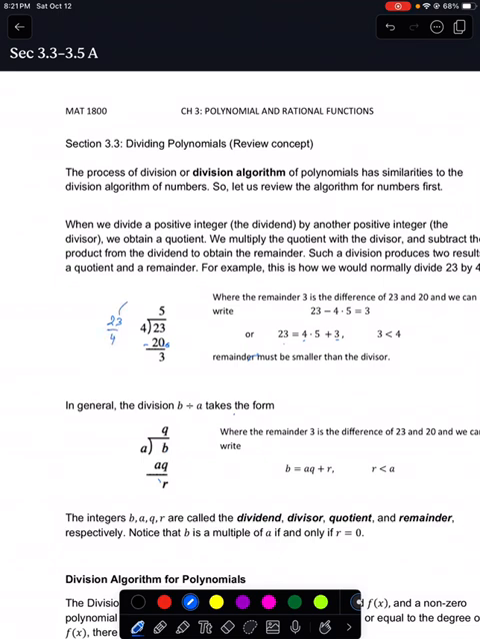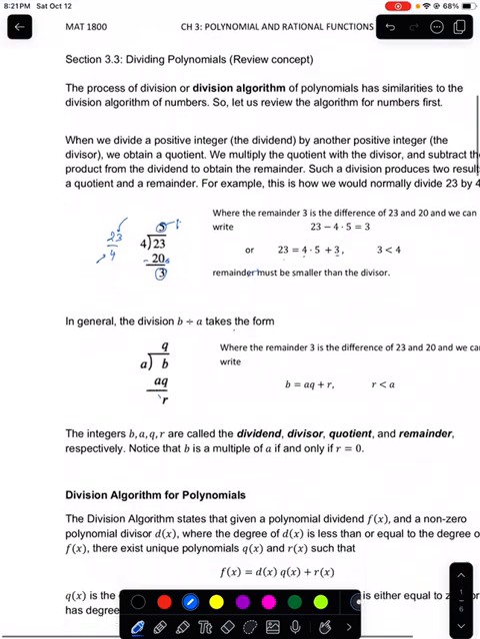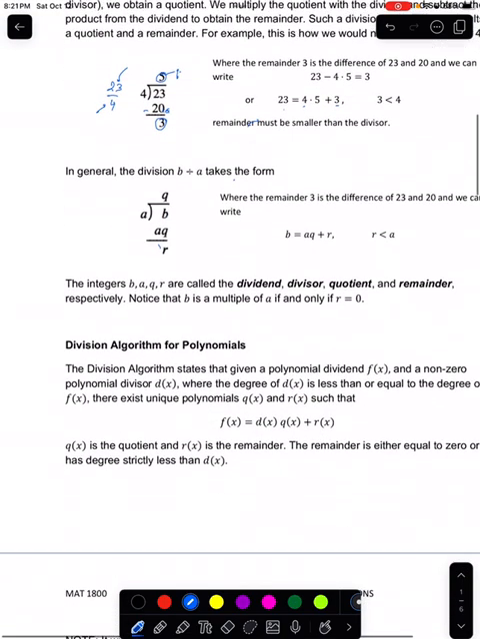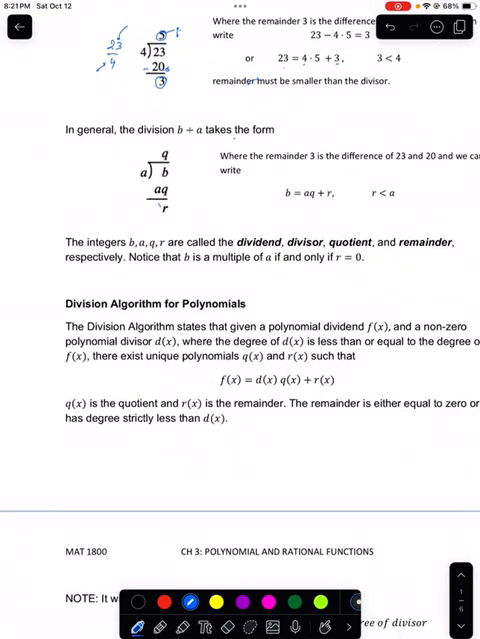So this is called the dividend. The number which is being divided is called the dividend. The number with which we divide is called the divisor. And when we do this process, we get something which we call the quotient. So this is the quotient, and then we also get a remainder. In the same way, when we are dealing with polynomials, with the division algorithm, well, you can read this or you already know that.